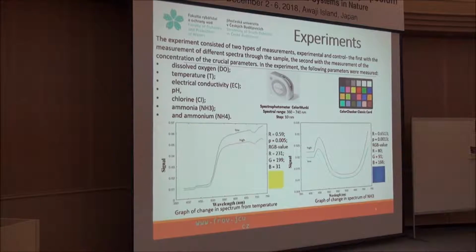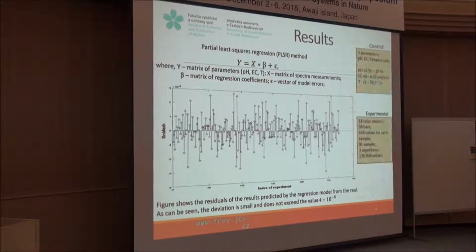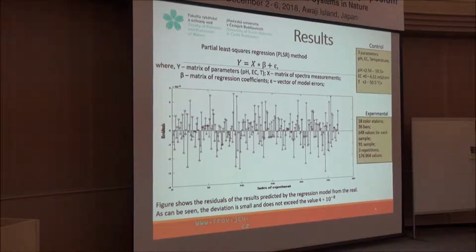The next step was the multivariate analysis of this data and the creation of a regression model. I used the PLSR method for this purpose. And I chose only 3 basic water parameters, pH, EC, and temperature, because these are the parameters of most interest in such systems as aquaponics and hydroponics, which we have in our laboratory. I used all experimental spectral data for the creation of the model. And here you can see the residuals of the model which was created. This is not the test, but the training results, training residuals.